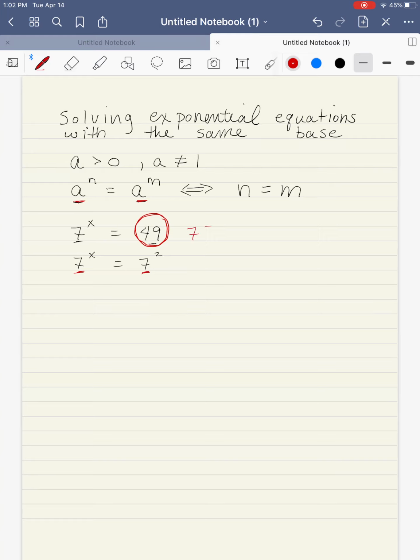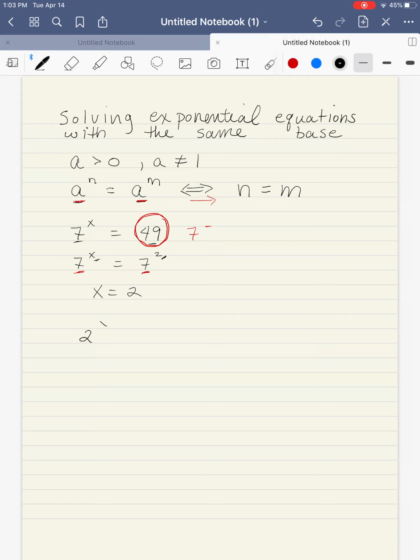So our process was to rewrite this part as 7 to some power, which we did here. And now we can use our principle that if 7 to the x power equals 7 squared, then our two exponents are equal. So x equals 2. And we've actually been using this process, this principle, earlier when we were learning about exponential and logarithmic values.